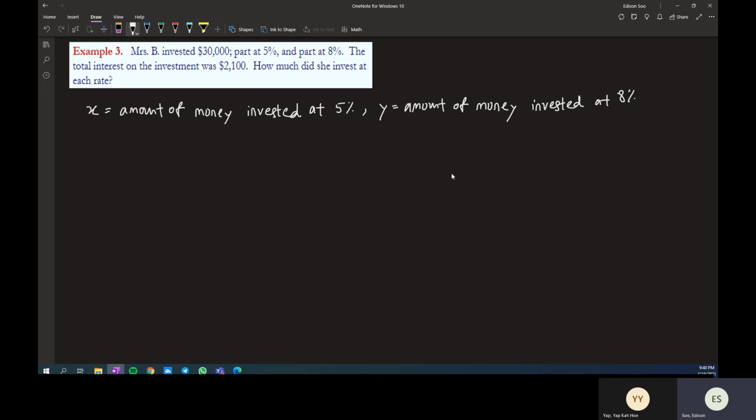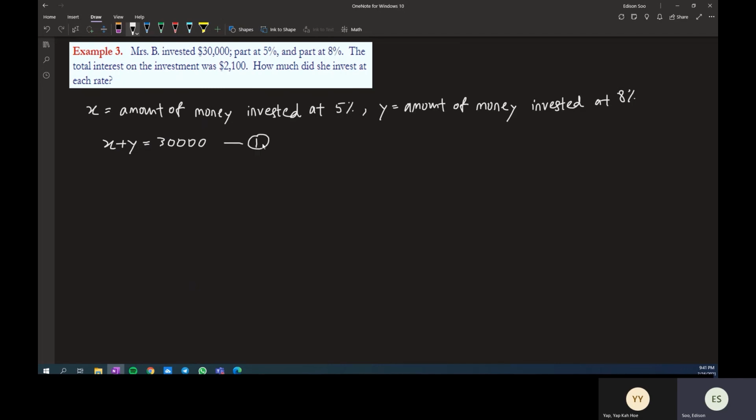So we have our x and our y. So right now we have to formulate two equations from the question. So we know that Mrs. B invested 30,000. So the amount of money invested at 5% and the amount of money invested at 8%, when you add them together, it has to be equal to 30,000, right? So that is our first equation. x plus y equals 30,000.